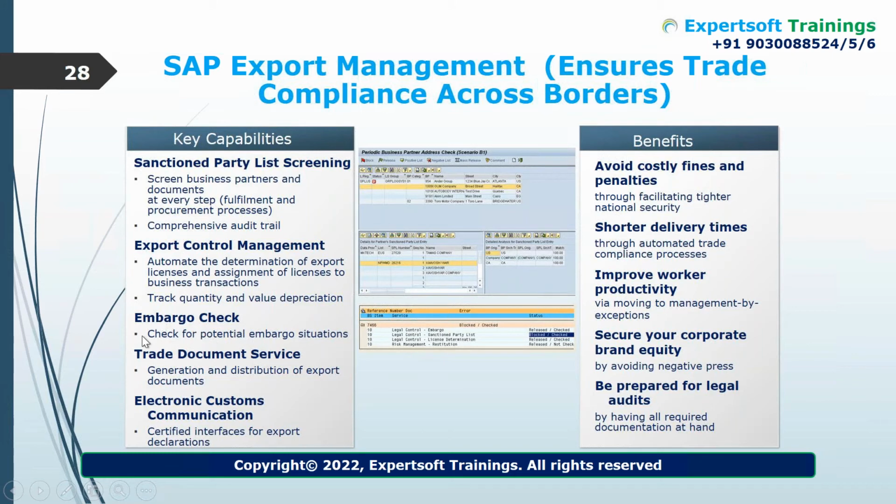So then embargo check, check potential embargo situations. If you want to have a country to country situation, then you can have that integrated. Trade document service, generation and distribution of export documents, printing of different documents from GTS, customs declaration, is also possible. Electronic communications with customs authorities. Yes, this is the main and highlighting feature of GTS.